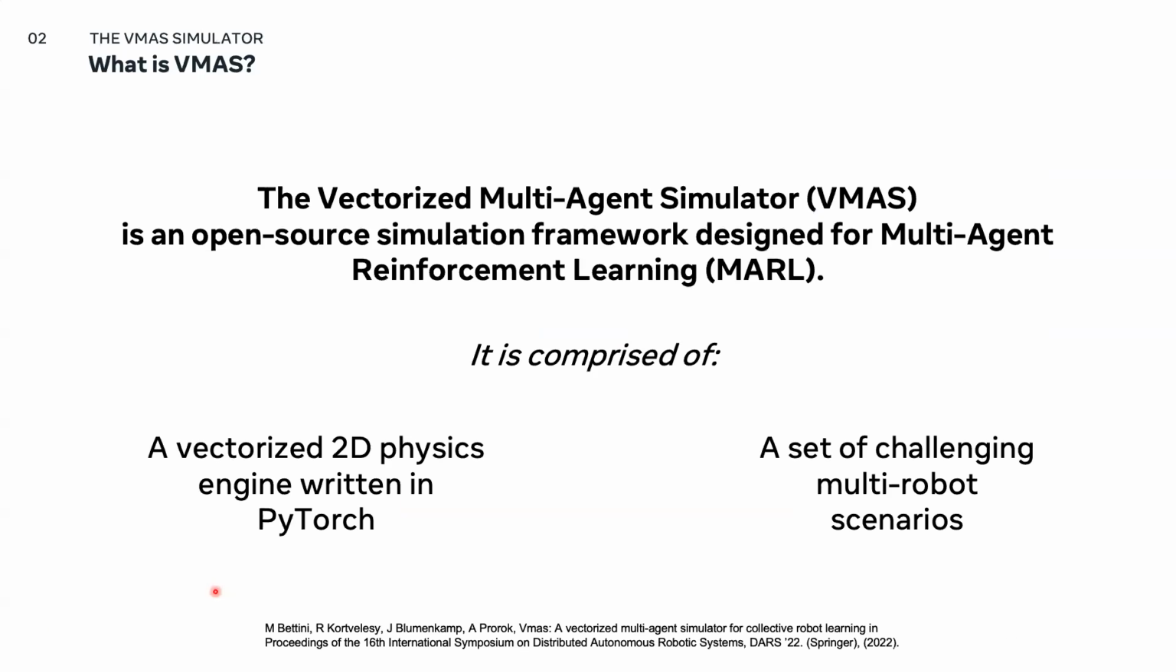So the first thing I want to talk about is this simulator called VMAS, which we worked on a year ago. Basically, this is a vectorized multi-agent simulator. It's open source, and it's designed for multi-agent reinforcement learning. It's comprised of mainly two components: a vectorized physics engine written in PyTorch, and a set of scenarios.